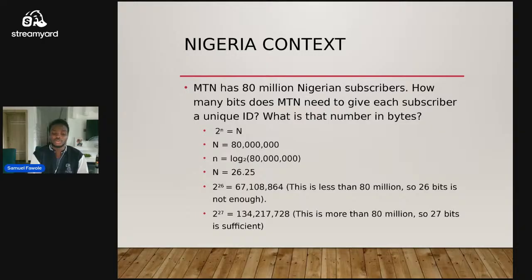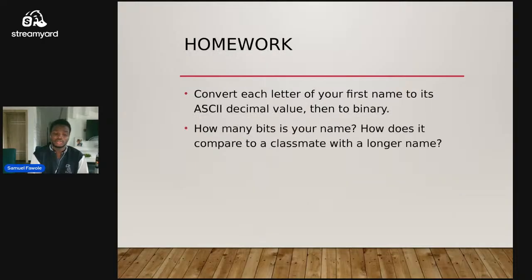And so 27 bits can be converted to bytes. If you divide by 8, that should give us about 7 bits, I mean 7 bytes rather. So homework for this section: convert each letter of your first name to its ASCII decimal value and then into binary. How many bits are in your name? How does this compare to a classmate?